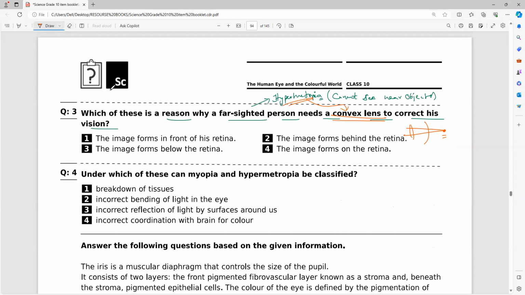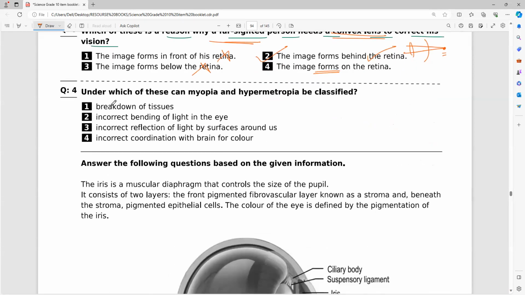Okay. So imagine you people, where you are standing. For farsightedness, what is happening? The image is formed in front of the retina. The image is formed behind the retina. The image forms on the retina means normal eye. The image forms below the retina. So what is the correct option? The image forms behind the retina.